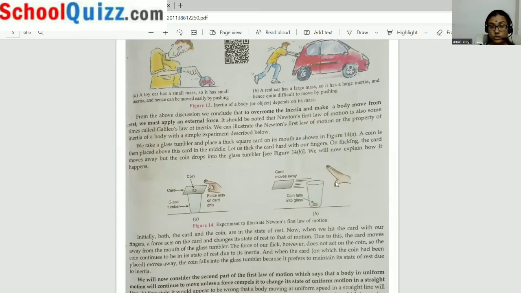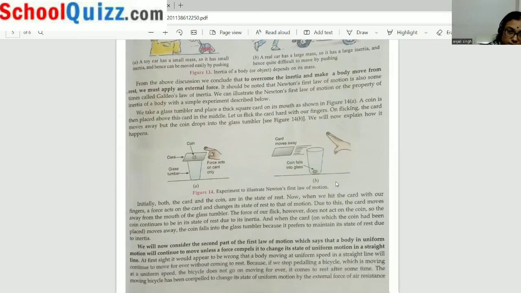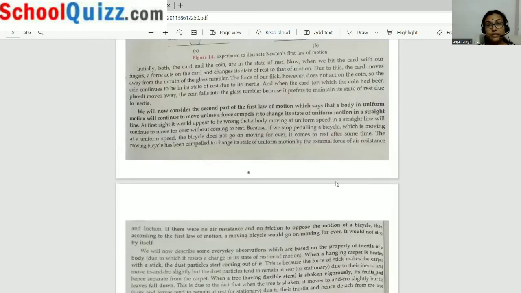Here, what is the reason behind it? The reason is inertia. Here, which type? Actually, inertia is of three types. The first is inertia of rest. Second is inertia of motion. Third is inertia of direction. Here, which type of inertia? Inertia of rest, because the coin will remain at rest. Clear? Please read it on your own also.